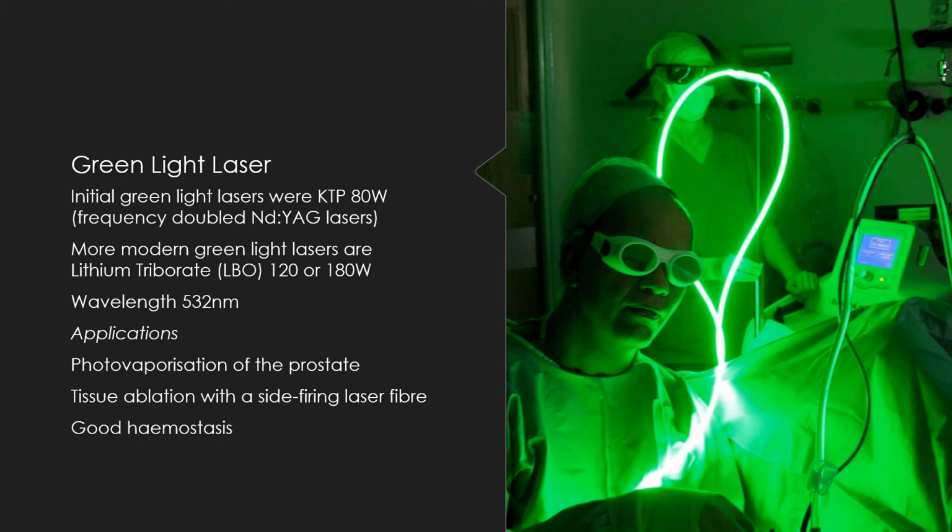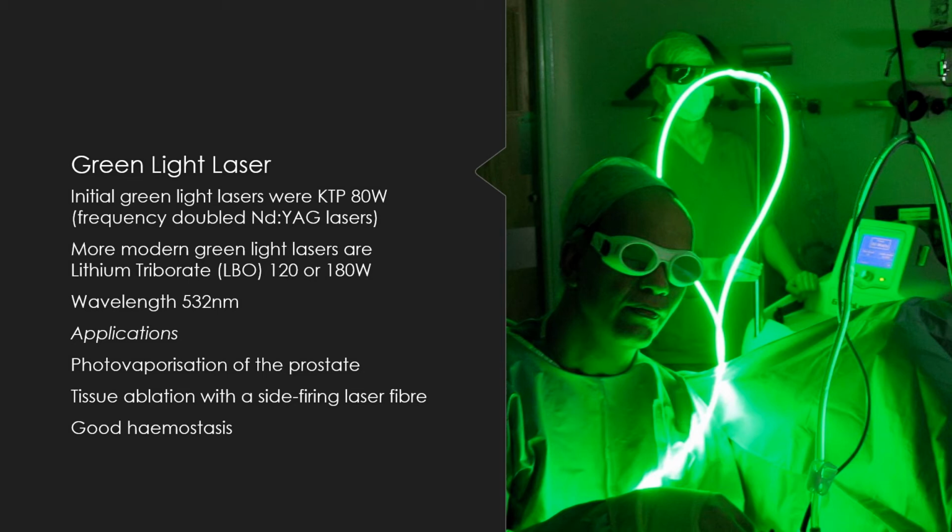The other commonly used laser in urology is the so-called green light laser. These lasers are used for photovaporization of BPH. Green light is avidly absorbed by hemoglobin within the prostatic tissue, which, as you all know, is extremely vascular. So rather than cutting, these lasers result in heating and vaporization of the tissue itself.